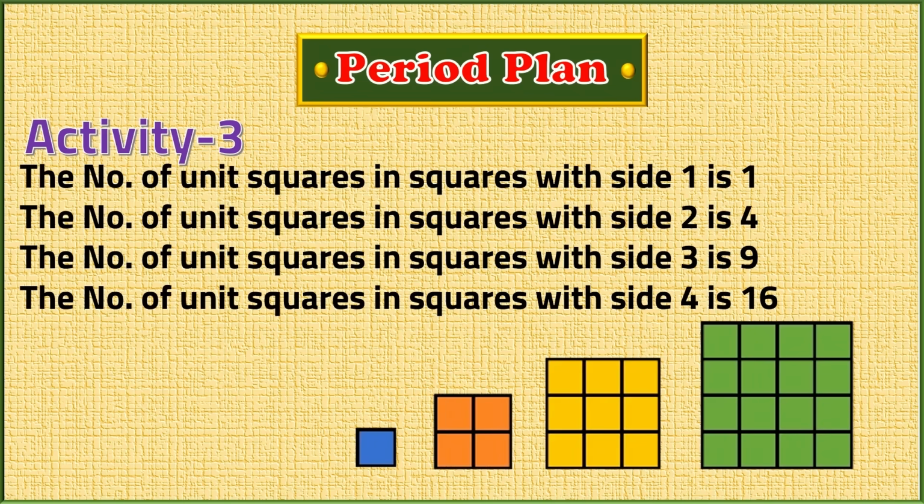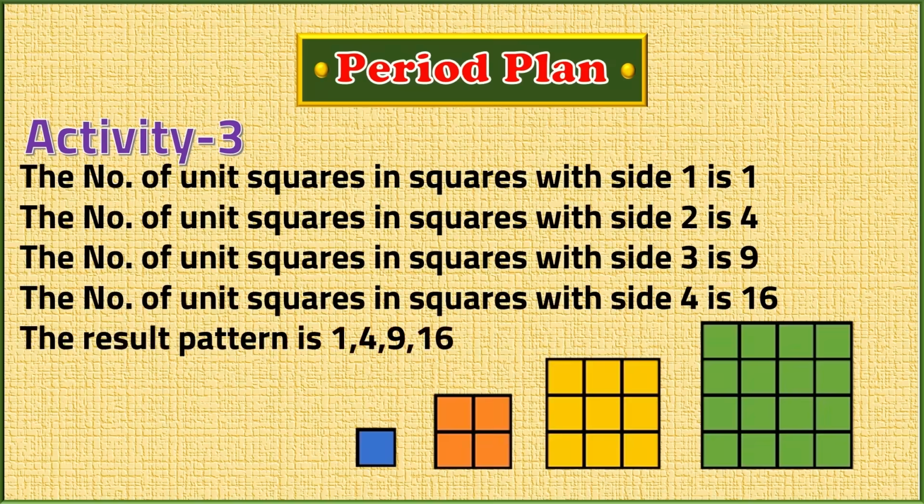So the pattern is 1, 4, 9, 16. These numbers are square numbers: 1 square, 2 square, 3 square, 4 square. Each number is the square of the side length. Now find the difference between two consecutive numbers in the pattern. 4 minus 1 is equal to 3. 9 minus 4 is equal to 5. 16 minus 9 is equal to 7. Here the differences are 3, 5, 7 and so on.